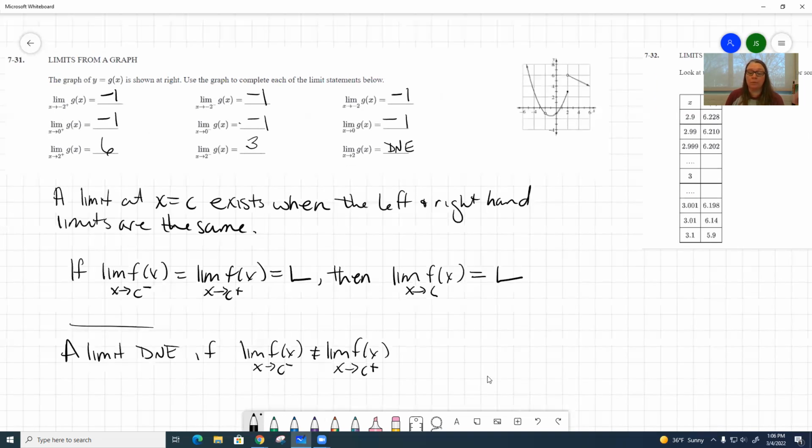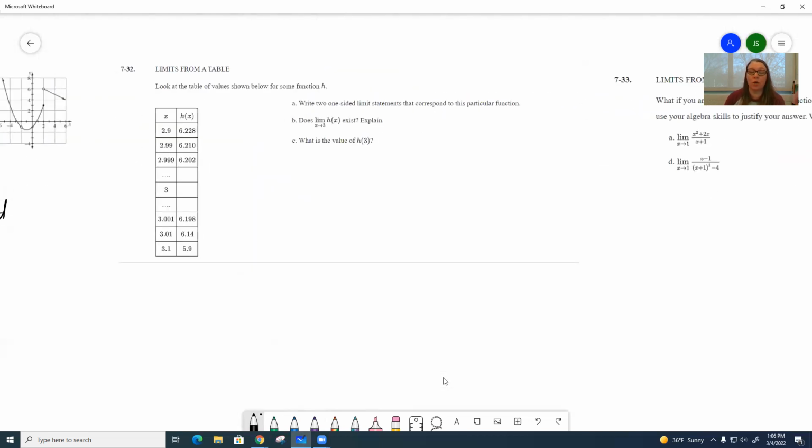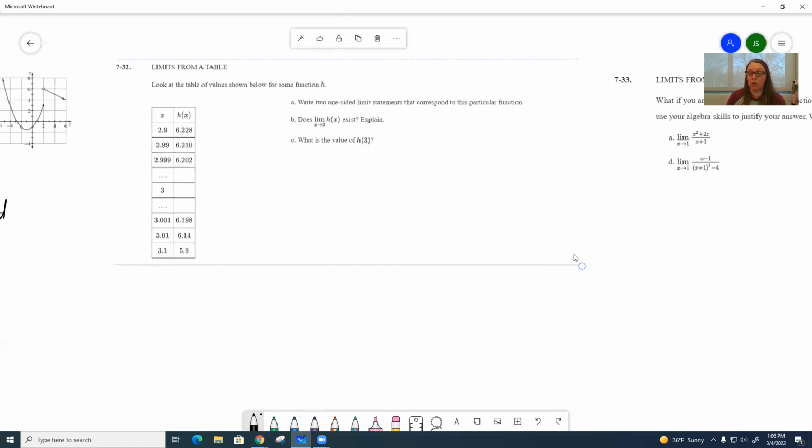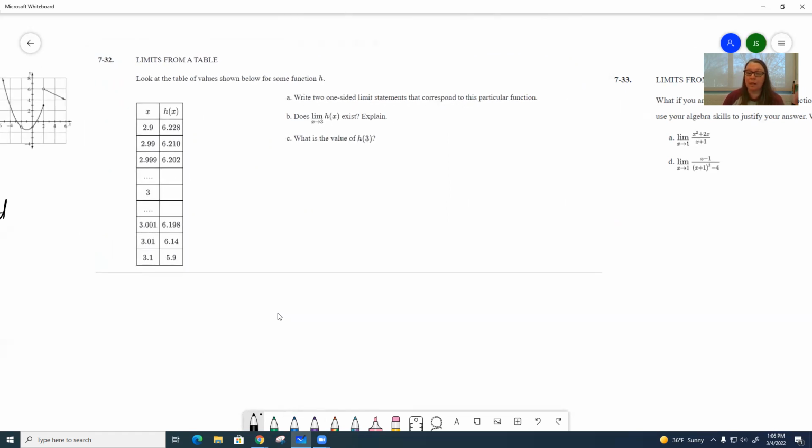Okay, so we've talked about finding limits from graphs. Now how about from a table? Here it says write two one-sided limit statements that correspond to this function here. So if you have a one-sided limit, then that means it's like the limit of f of x as x approaches some number from the left and the limit of f of x as x approaches some number from the right. Now, when I look at this table here and I look at values, like kind of what's in the middle, it's that on the left and the right, I'm getting closer and closer to 3.